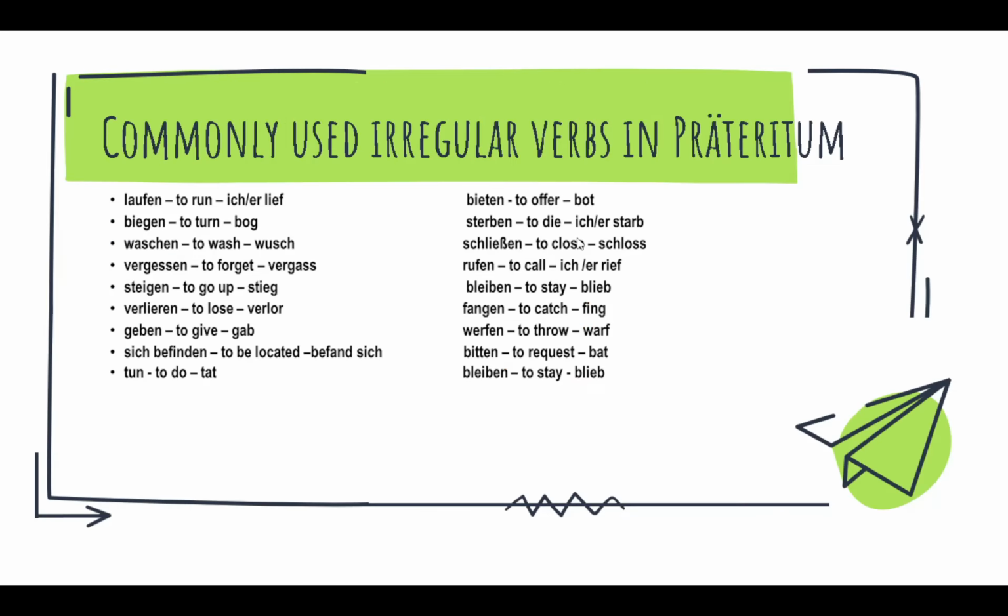I've given here some of the most commonly used irregular verbs. So I have given you ich and sie conjugation here. For example, laufen becomes lief, and then you can do the remaining verbs conjugation. So please try to do these. I have written down the meanings of all these verbs and their first person and third person conjugation. So please try to do these verbs yourself.